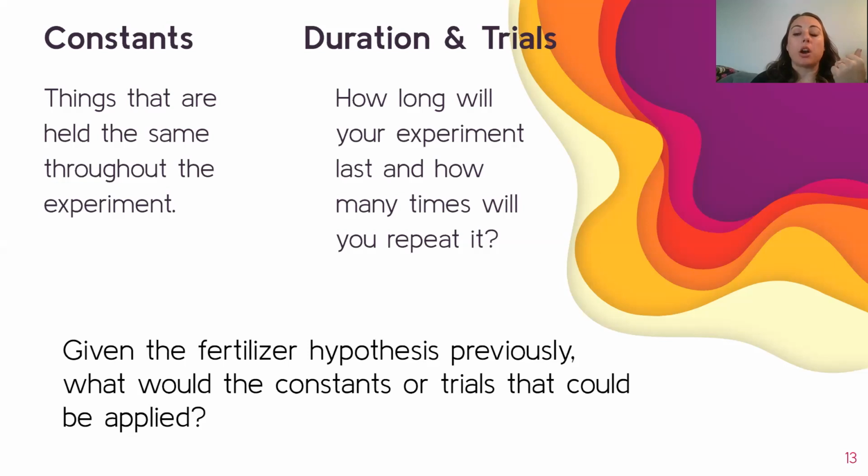Maybe if we're talking about our other experiment, it's the type of plant. You don't want to grow radishes that grow really, really fast against a very slow growing plant like an orchid. Okay, those things are not comparable. So constants are things that we hold the same so that we can do a comparison.